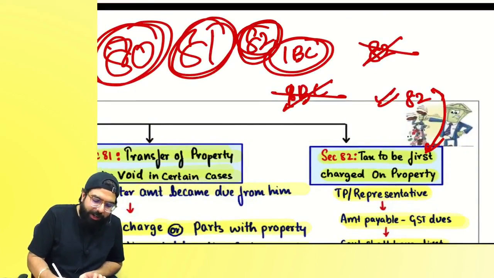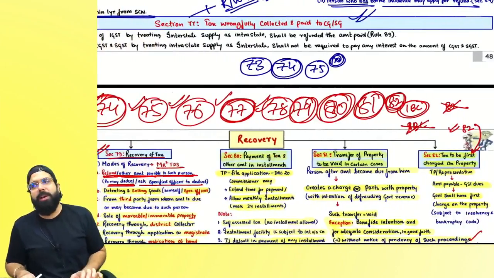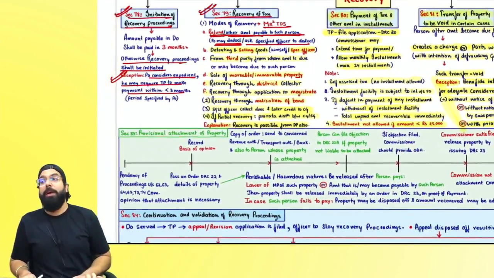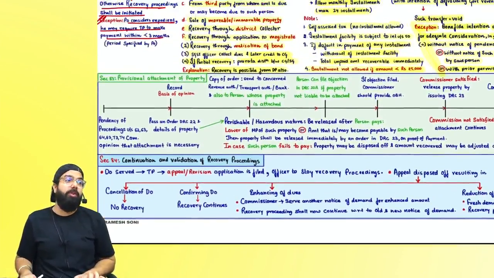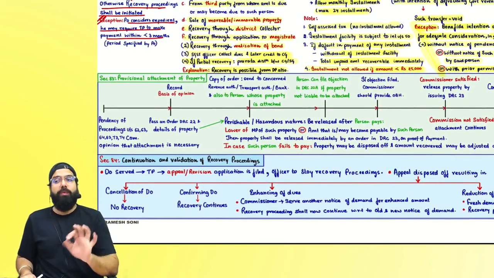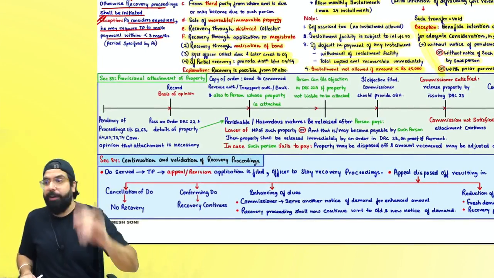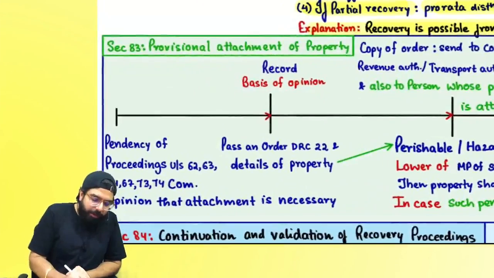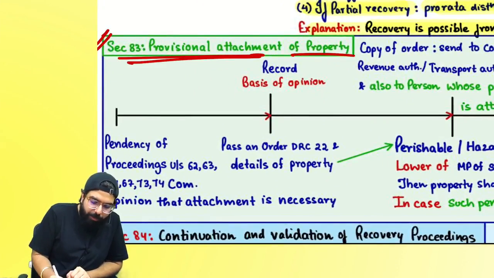Section 82 says that if IBC is applicable to your company, section 82 is not applicable. Otherwise, section 82 says the government will recover its dues first from your property. Then we have section 83, provisional attachment of property.